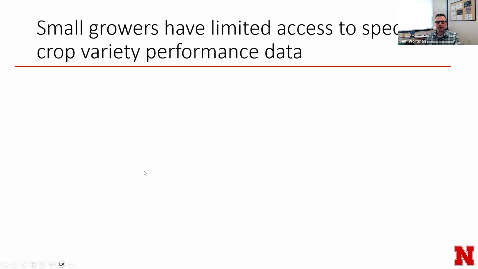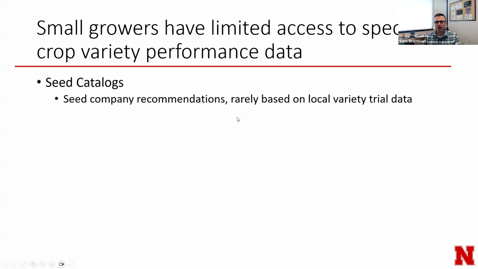So the problem that we tried to address with the Variety Navigator is that small growers outside of these really specialized commercial production regions in the US, that might include California, Florida, and some other pockets, Michigan, Texas, for example. But our small growers in places like Nebraska or Kansas, they really have limited access to specialty crop variety performance data. So where are they getting this information currently? Most are getting it from seed catalogs, right?